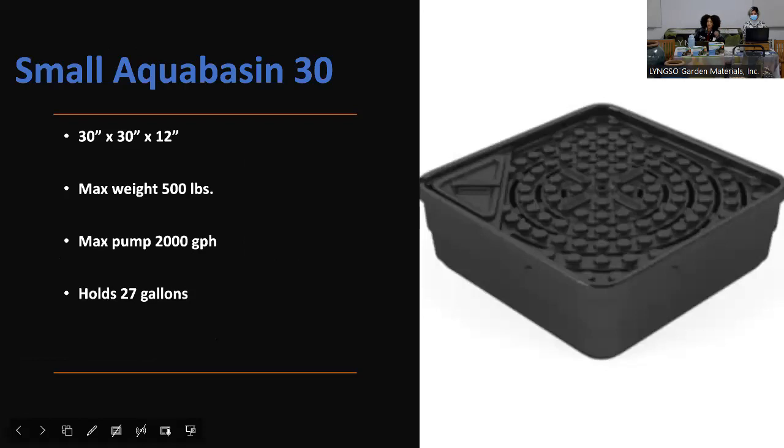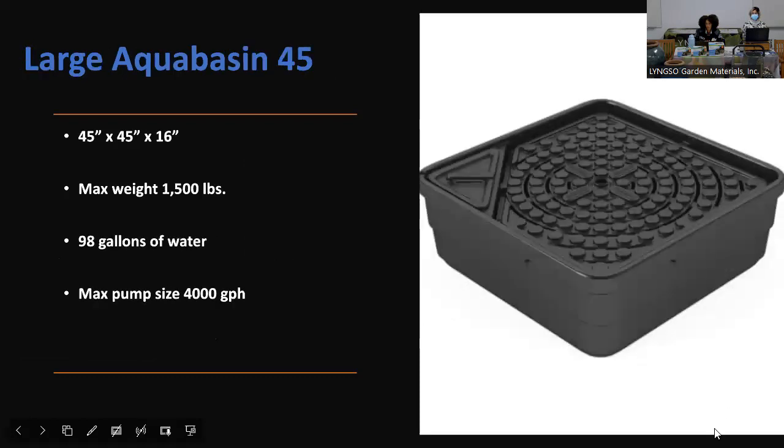The two types of Aqua Basins provided are the small Aqua Basin 30, which carries 500 pounds, has a max pump rate of 2,000 gallons per hour, and holds 27 gallons of water total. The larger basin holds 1,500 pounds, 98 gallons of water, and has a max pump size of 4,000 gallons per hour.